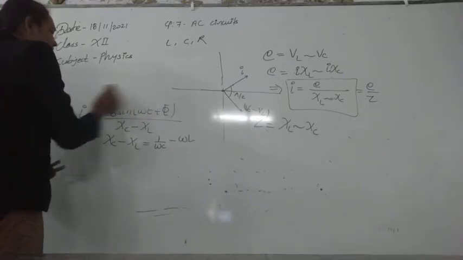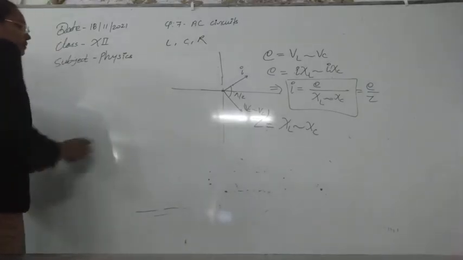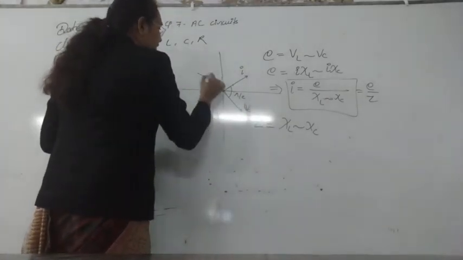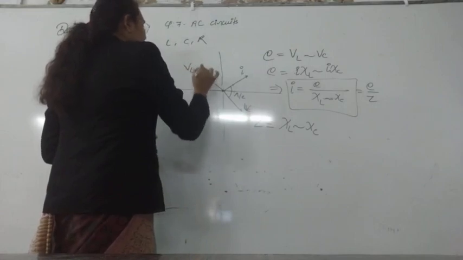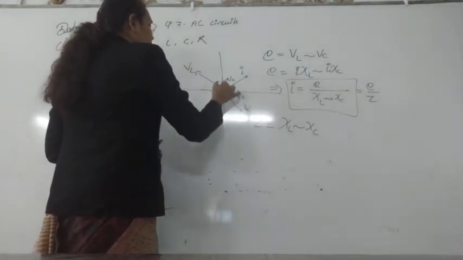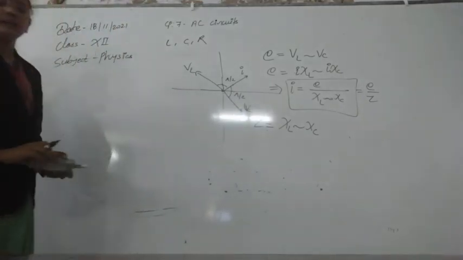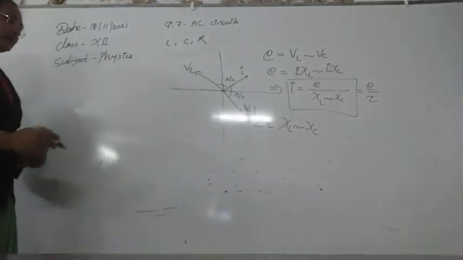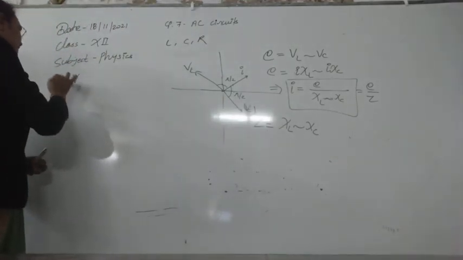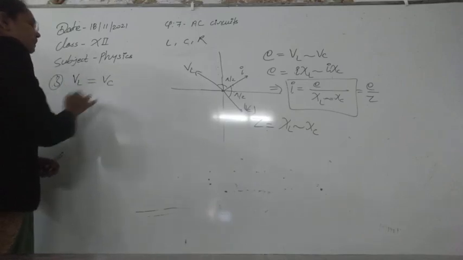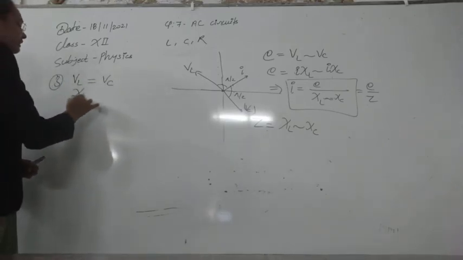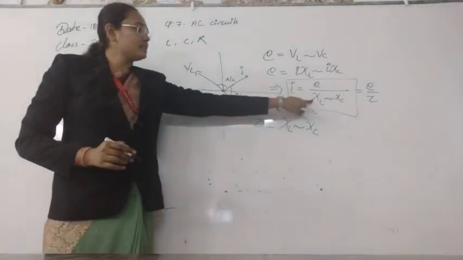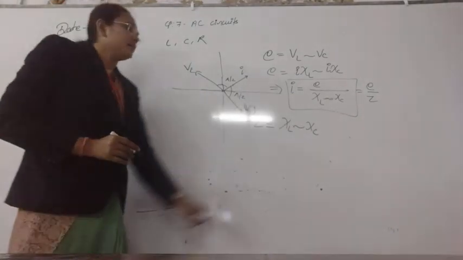Now let's see the third possibility. So what is the third possibility? VL is equal to VC, meaning the magnitude of the voltage drop across the inductor and capacitor become equal. So in this third condition, when VL is equal to VC, then chi L will be equal to chi C. So if chi L is equal to chi C, then from this equation we can see I will be equal to infinite.